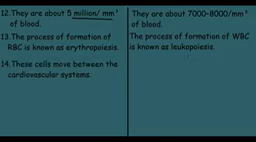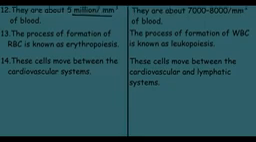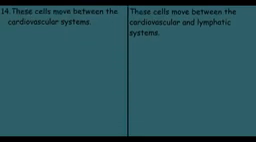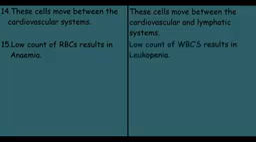RBCs move within the cardiovascular system, while WBCs move between the cardiovascular and the lymphatic systems. Let's move on to the next point. A low count of RBCs in the blood results in anemia, while a low count of WBCs results in leukopenia. Now let's look into a diagram of RBC.